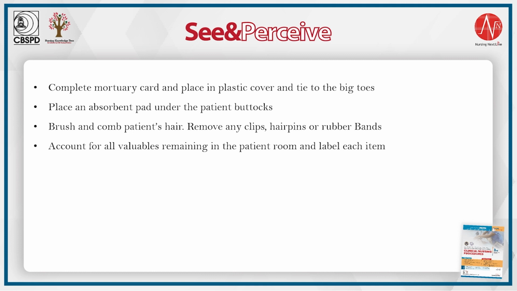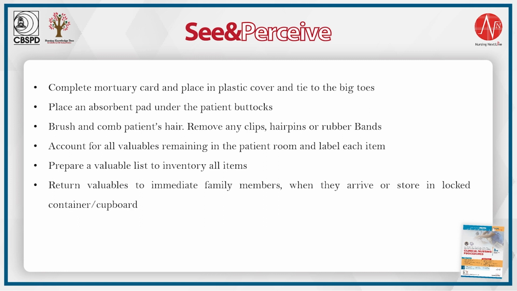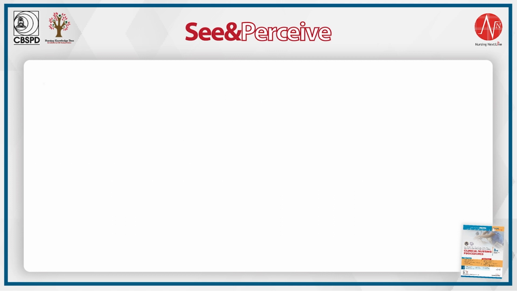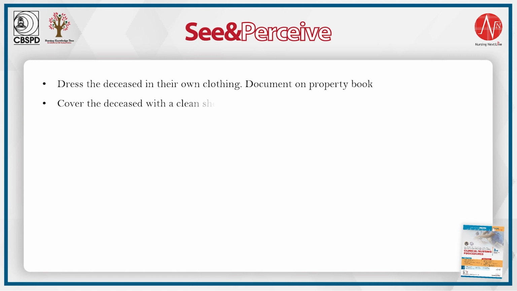Account for all valuables remaining in the patient room and label each item. Prepare a valuable list to inventory all items. Return valuables to immediate family members when they arrive or store in locked container or cupboard. Dress the deceased in their own clothing. Document on property book. Cover the deceased with a clean sheet.